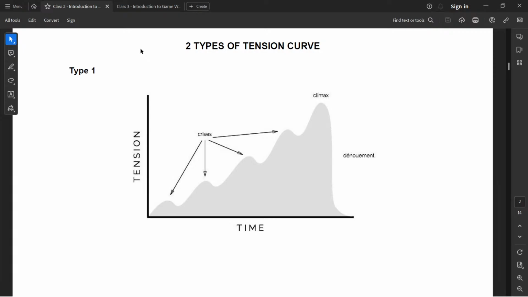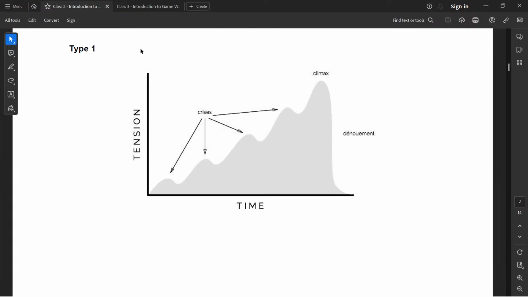The best example, a very simple example of a very simple story: you have a crisis coming in, periodic or non-periodic, but very close to each other. The player plays through all of these crises one at a time till he reaches the climax, and after that it's just a subtle drop. So this is one type of tension growth.